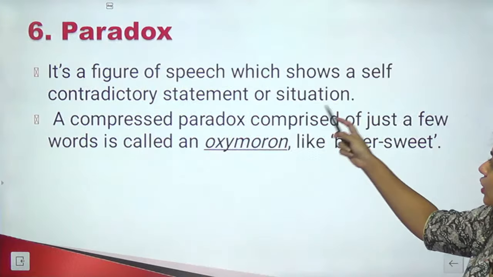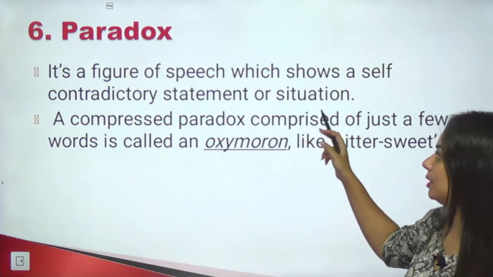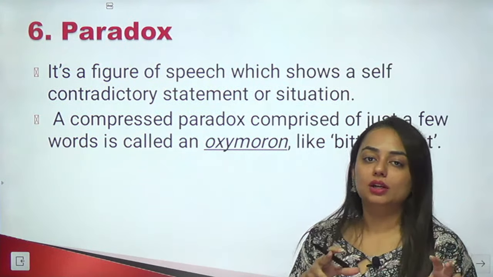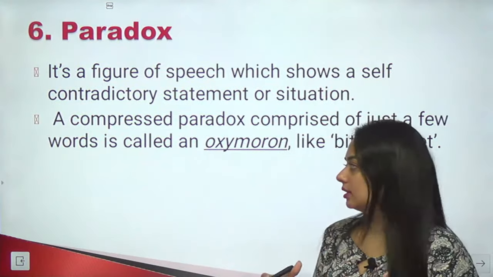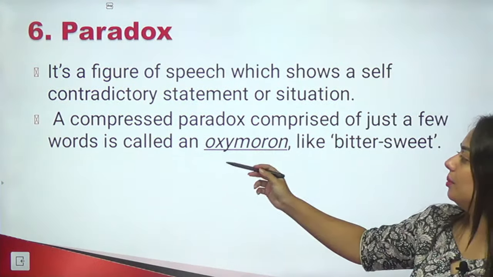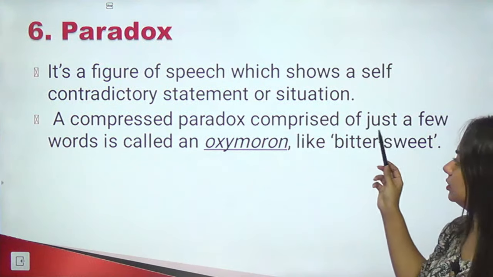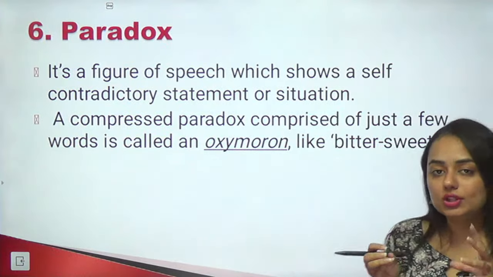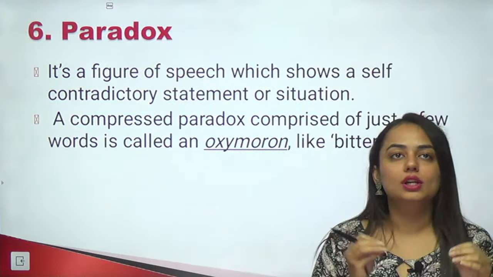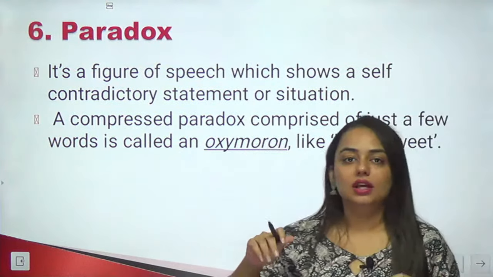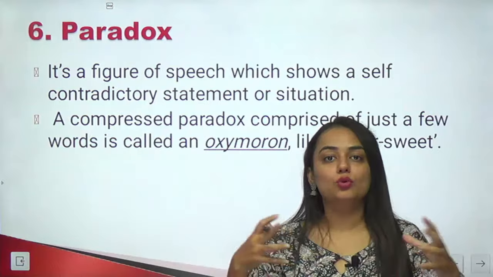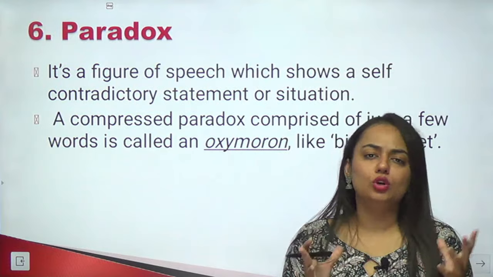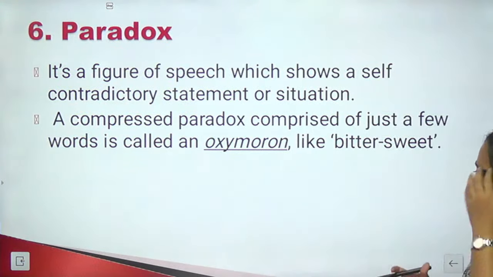Sixth one, which is paradox. It's a figure of speech which shows a self-contradictory statement or situation. Again, two situations are given, they are self-contradictory but put in the same sentence, right? Same context. A compressed paradox comprised of just a few words is called oxymoron. So there is just a slight difference between these words. Do not get confused about it. Paradox takes up two situations or two examples which juxtapose each other, which are opposite of each other. But oxymoron mostly just has two words or two phrases, opposite phrases put together.